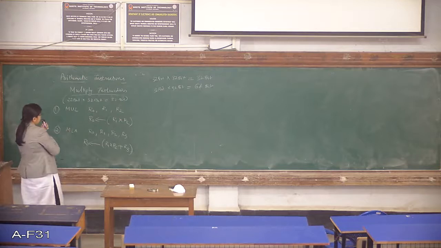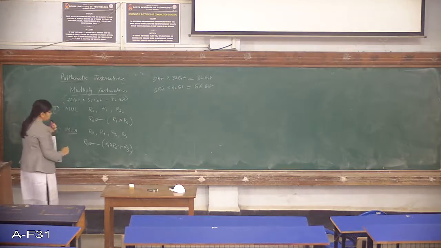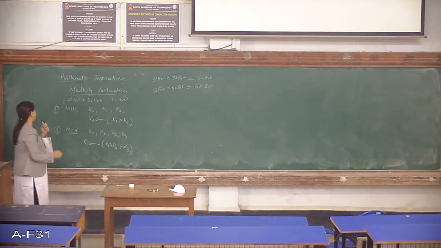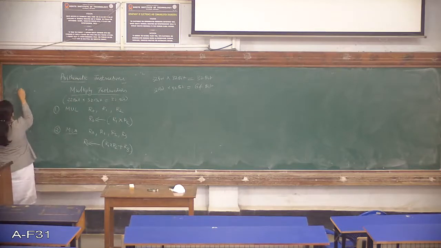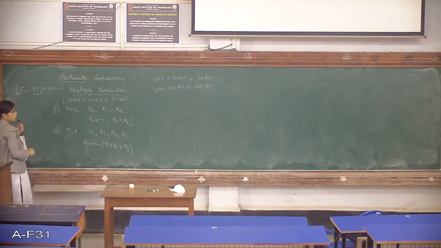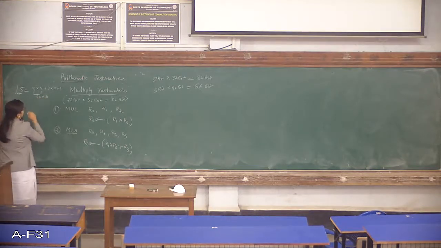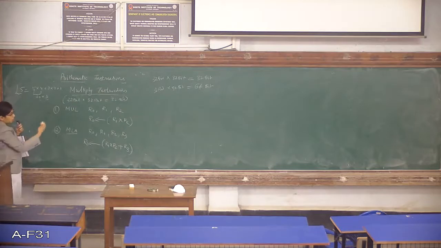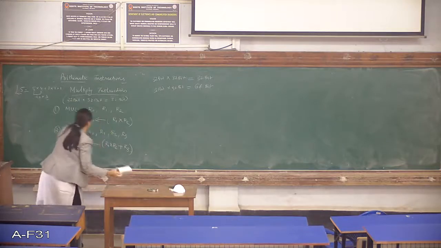Basically, MLA is used for a factorial program. If I want to find the factorial of 5, you write it as 5 into 4 into 3 into 2 into 1. So what you do is 5 multiplied by 4, which is 20. This 20 is next multiplied by 3 and so on. When you are doing this, you want to accumulate it, so we always go with the MLA instruction. This is how we work with MLA.